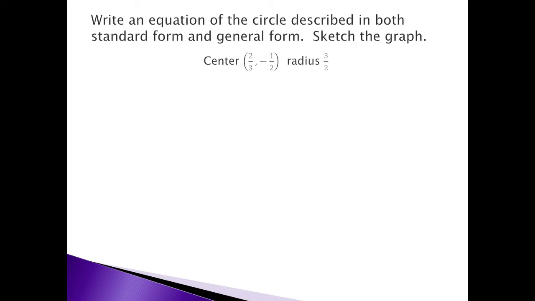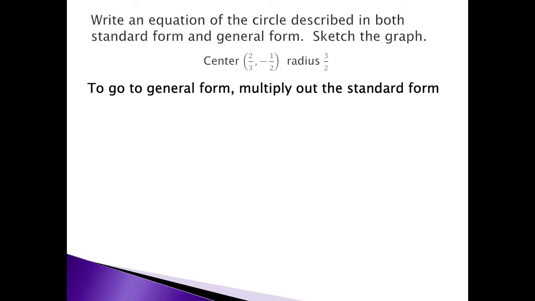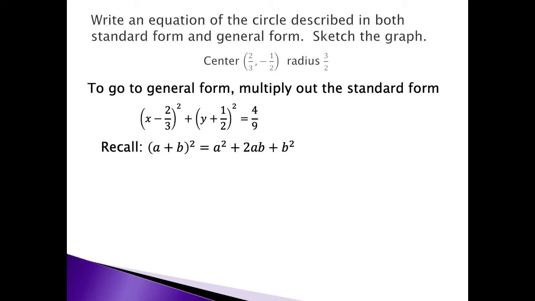Now, to go from standard form to general form, I have to multiply out the standard form. So I have to multiply this thing out, which means expand those two binomials. So recall that (a plus b) squared is equal to a squared plus 2ab plus b squared. Now I could put those two parentheses side by side and FOIL them out or multiply them out using the distributive property twice.